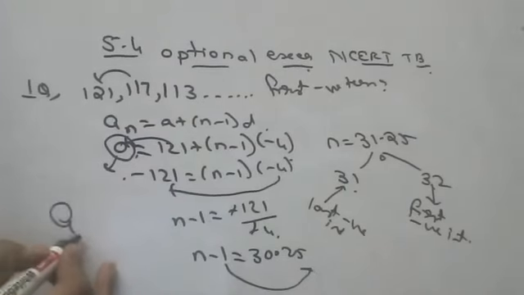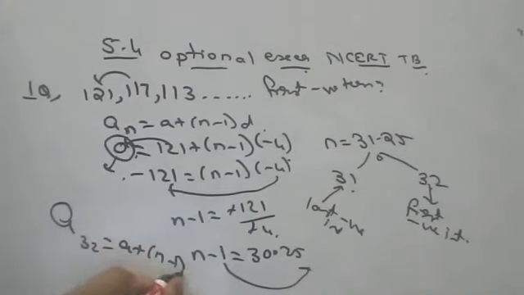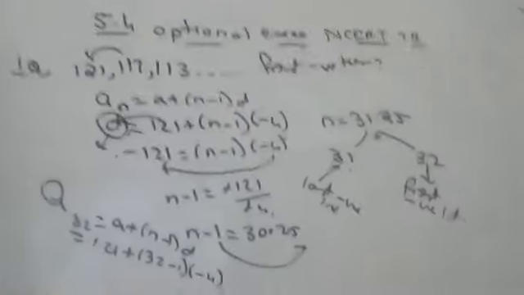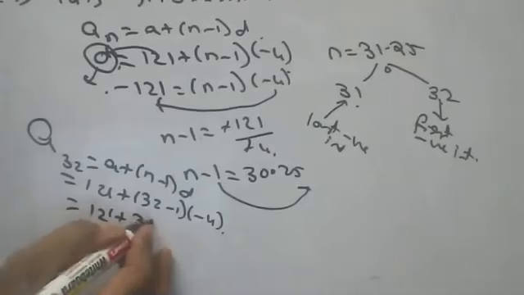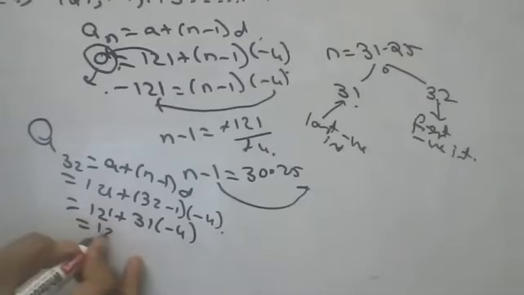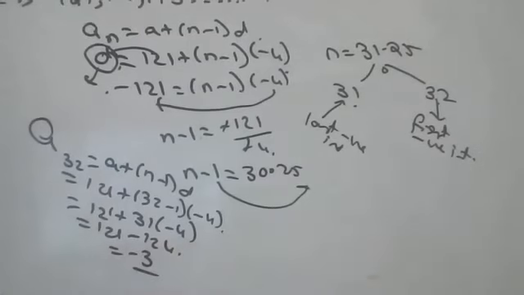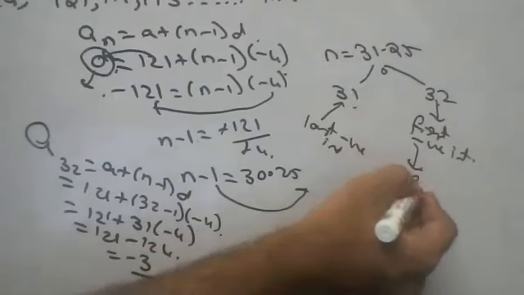Verification. What is that first negative integer? A32 is a plus (n minus 1) into d, 121 plus (32 minus 1) into common difference minus 4. So 121 plus 31 into minus 4, 121 minus 124, minus 3 is the first negative integer. That is, the 32nd term is the first negative term, and minus 3 is its value.